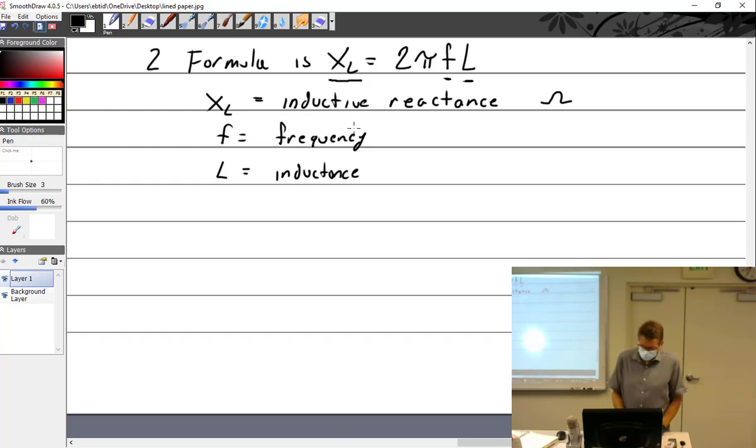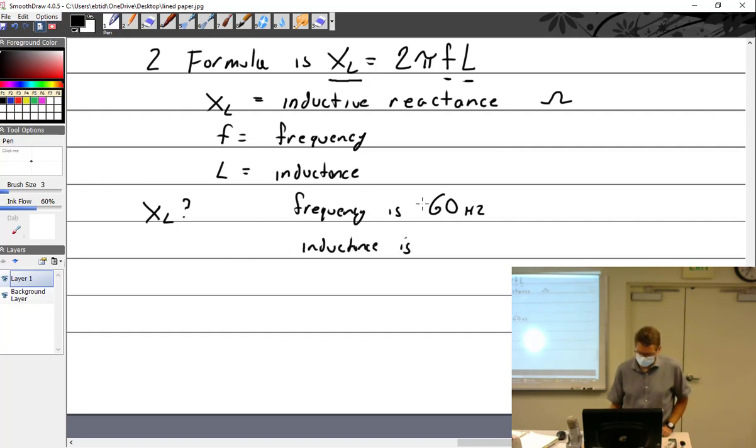So as an example, determine the inductive reactance. What is the X of L? If the frequency is 60 hertz and the coil or the inductance is 7 henries, what's my inductive reactance? 2,638.94. Okay, if you say so.